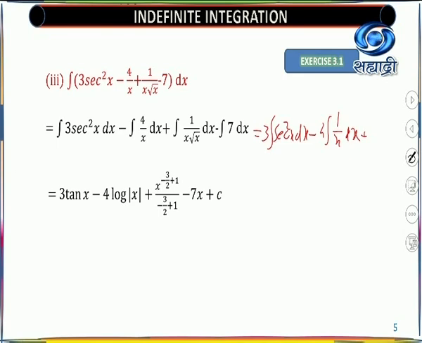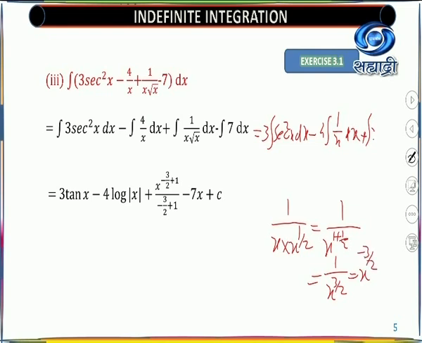What is the plus sign here? Plus gives you integral of 1 upon x into x raised to half. Look at the power. If you add the powers, as the indices law says, you will get 1 upon x raised to 1 plus half, that is 1 upon x raised to 3 by 2. But this is 1 upon, so you will get x raised to minus 3 by 2 dx. And lastly, in the last you will get minus 7 integral of dx.